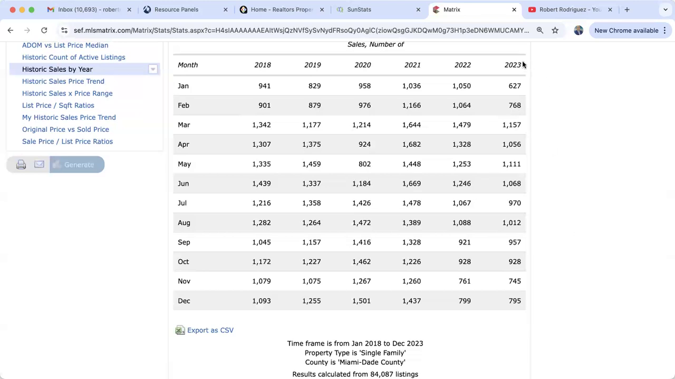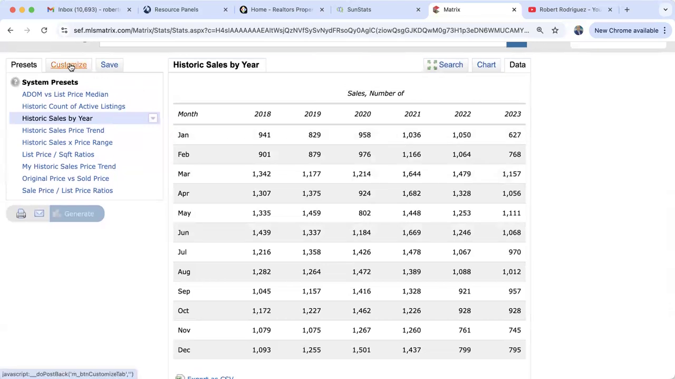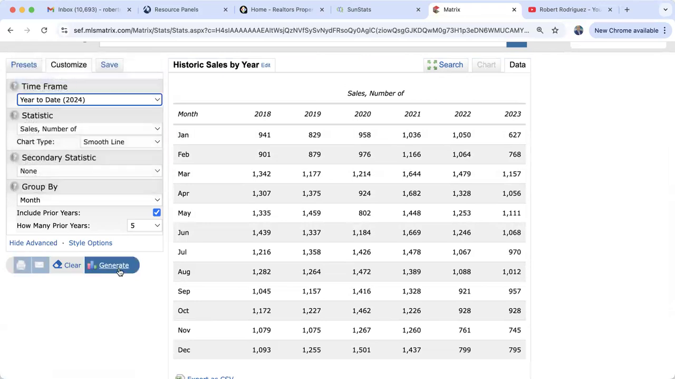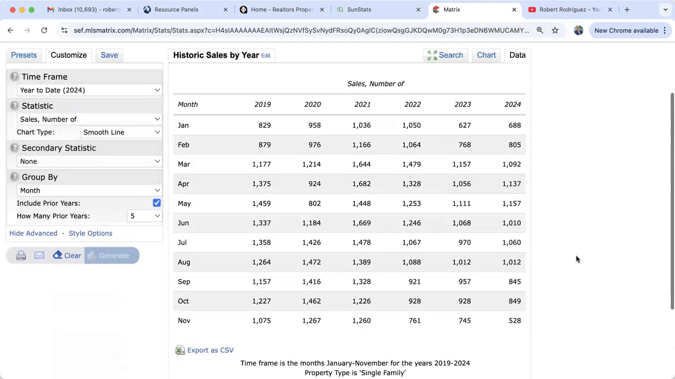We don't have 2024 here. So to add 2024, you're going to go to customize on the left, and click on year to date. Let's go year to date and click on generate. Year to date is going to give us up until now.